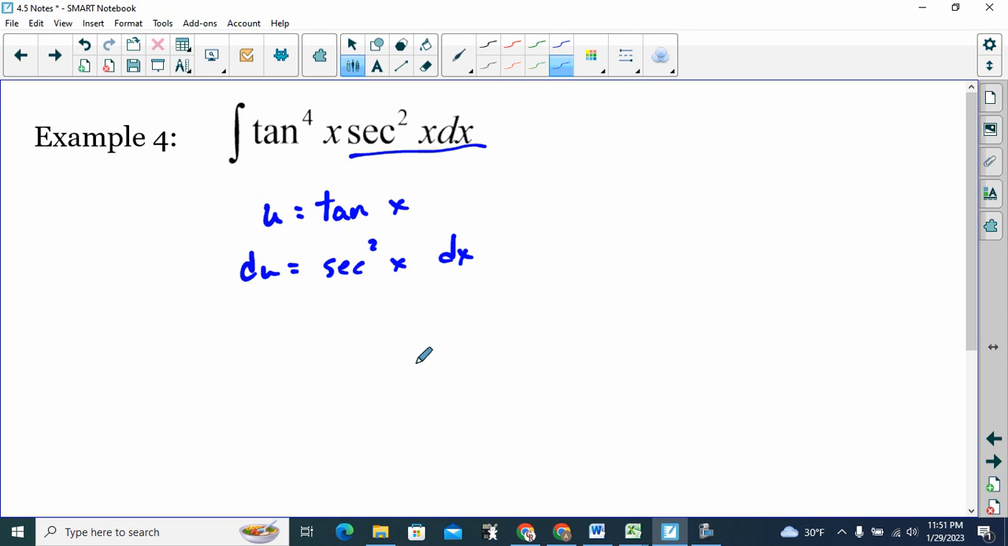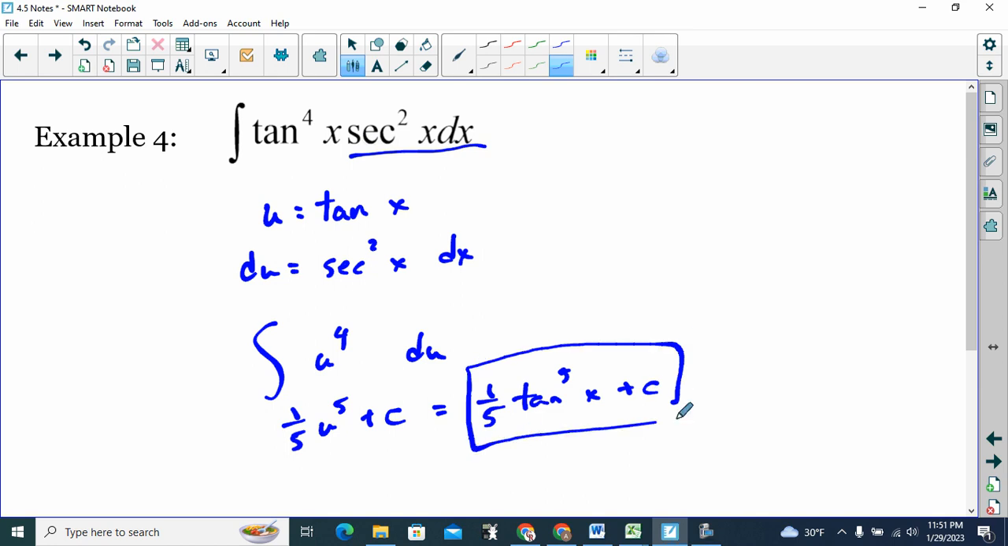We don't even need to multiply by something like we've done on other ones. We've got tangent x to the fourth, which is the same thing as u to the fourth. We can integrate and replace u with tangent x. One-fifth tangent to the fifth x plus c.